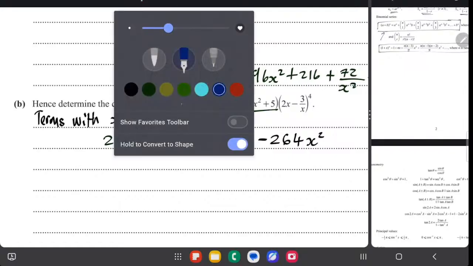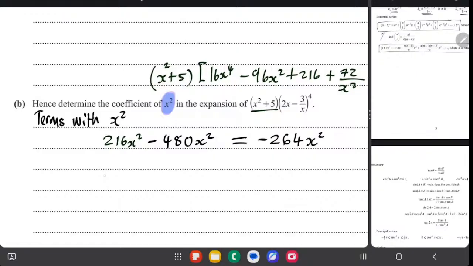So now you can say coefficient is only the number, right? Is negative 264. You have seen it? Good. Questions? Good.